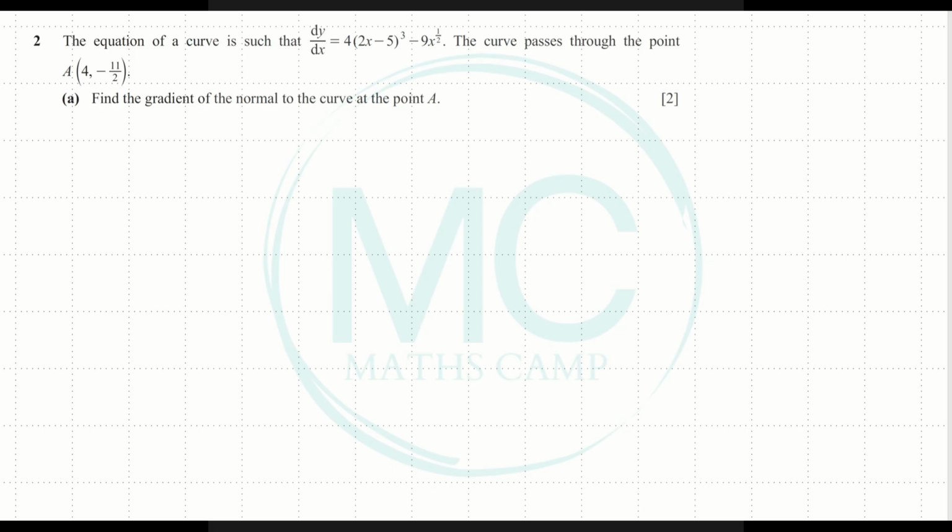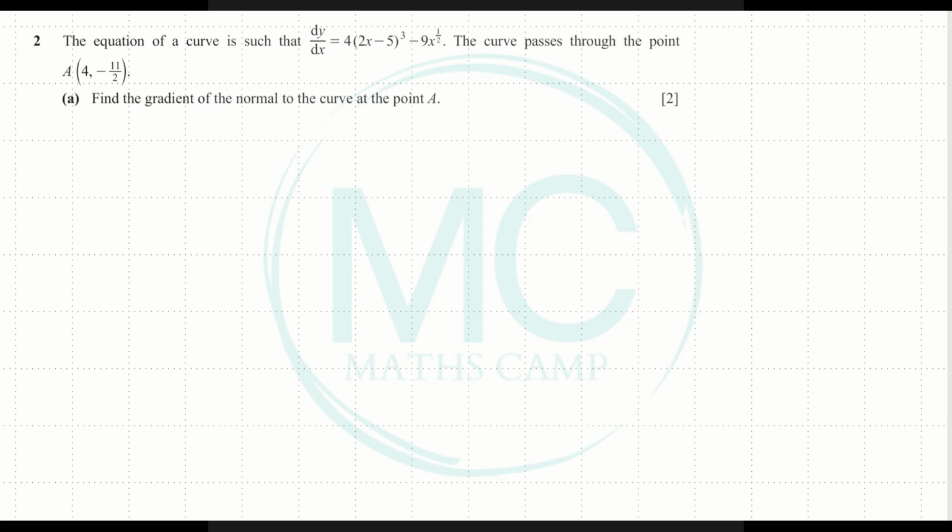The equation of the curve is such that dy over dx is equal to 4 multiplied by the bracket 2x minus 5 cubed minus 9x to the power of 1 over 2. The curve passes through the point A with coordinates 4 and negative 11 over 2. Find the gradient of the normal to the curve at point A. The normal is perpendicular to the tangent. So to find the gradient for the normal, we first have to find the gradient for the tangent.